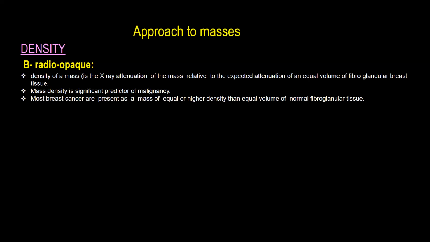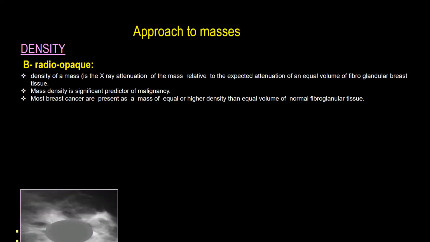Okay, let us go for the next density, type 2 density, which is radio-opaque. The radio-opaque, that means the mass doesn't contain fat. The whole mass appears as an opaque mass. And this is usually considered to be a predictor for malignancy. And how do we measure this density? We measure it according to what? Fibroglandular tissue, an equal size of the fibroglandular tissue.